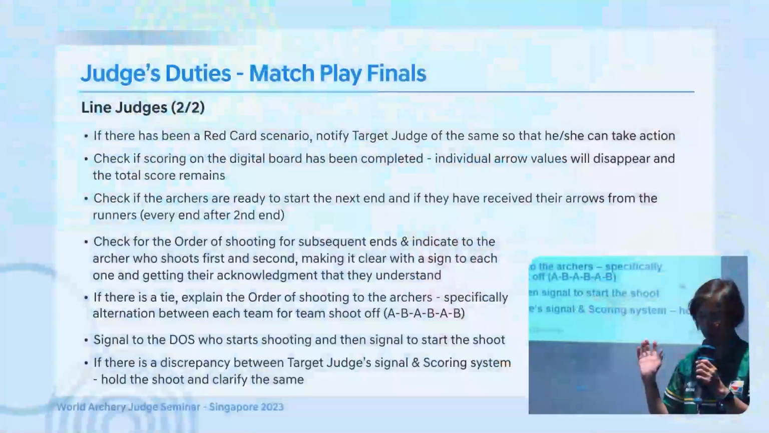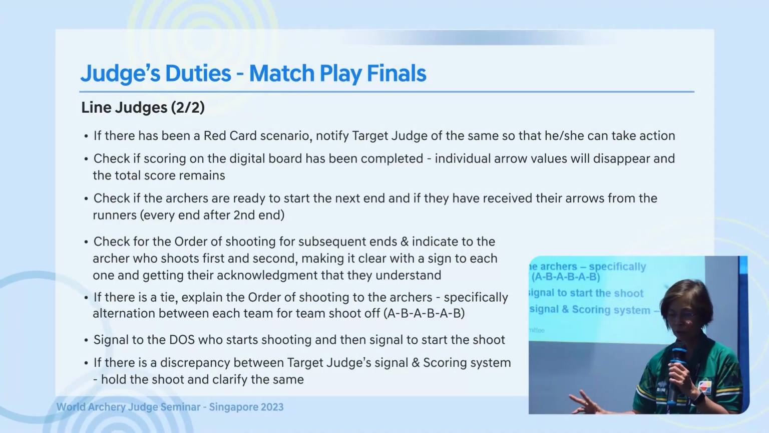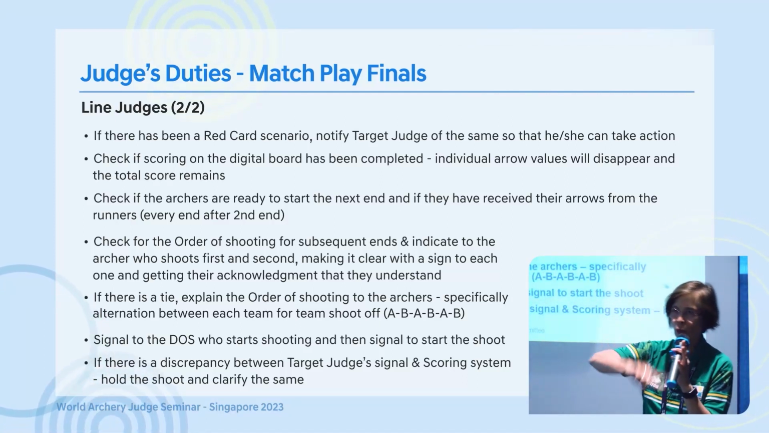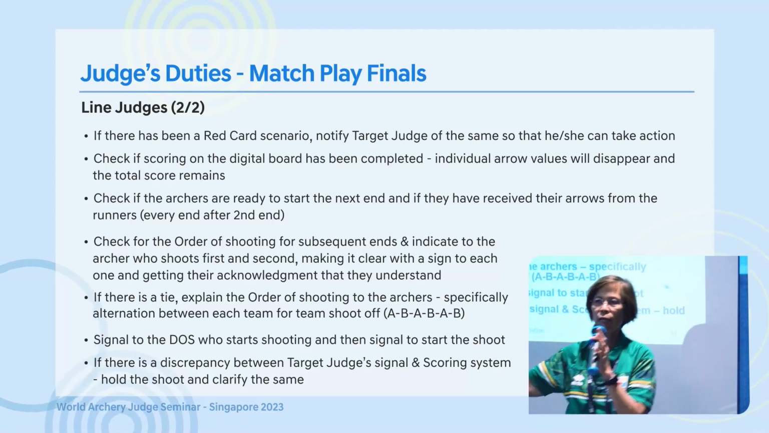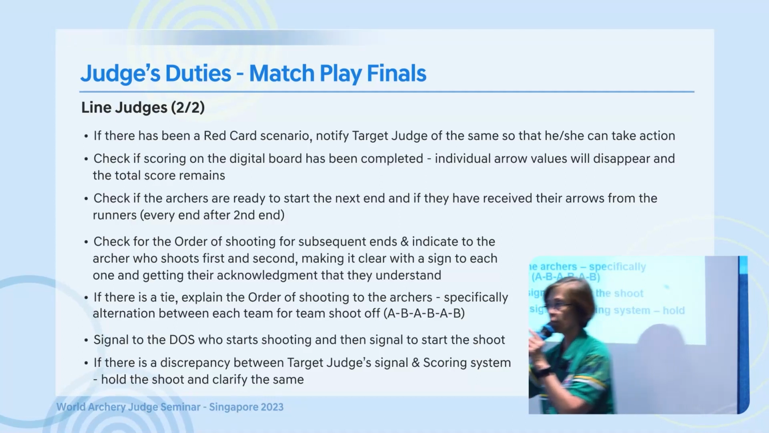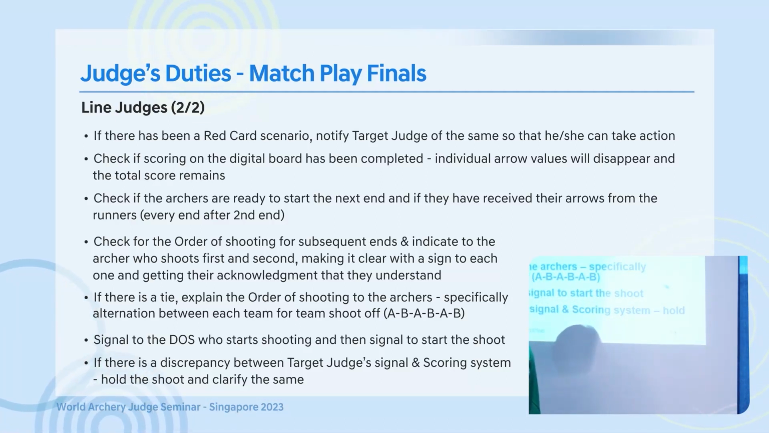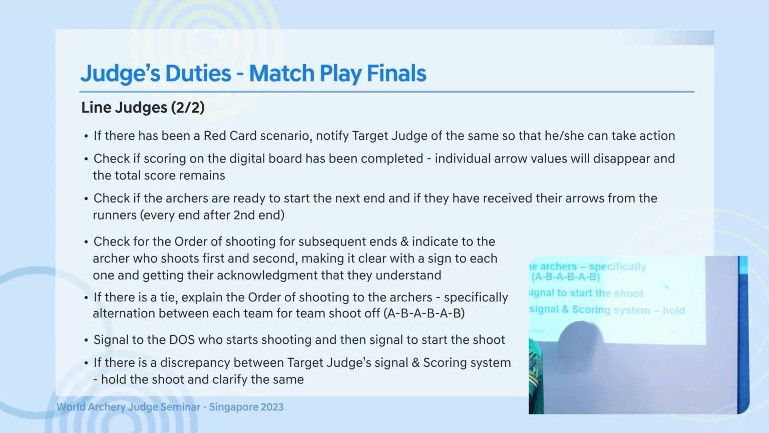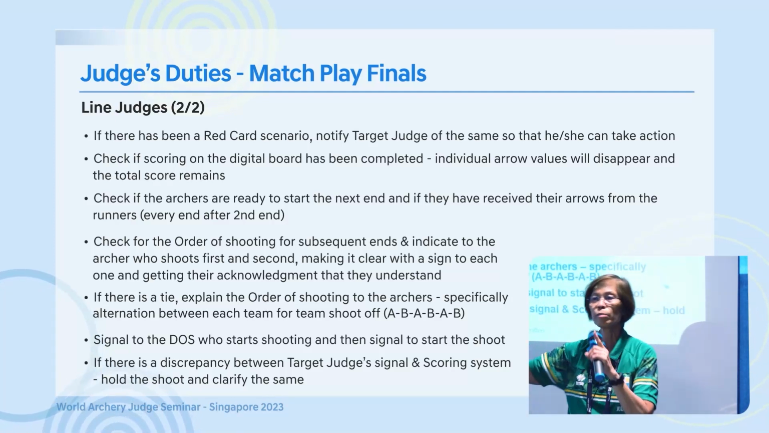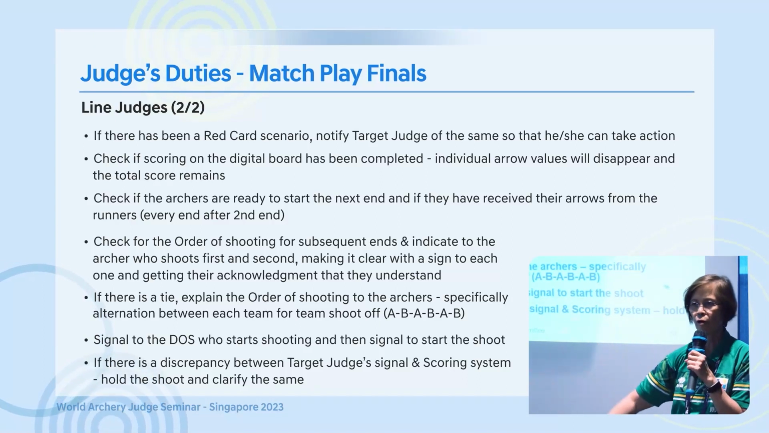And then again, if there's a shoot off, the alternation will be 1, 1, 1, 1, 1, 1. And you need, if this is a team, okay? If it's just this individual, so you tell the archers, we're shooting first, and then you go 1, 1. And then if it's a team, 1, 1, 1, 1, 1, 1. Mixed team, 1, 1, 1, 1. Okay? So you remind them of the sequence.